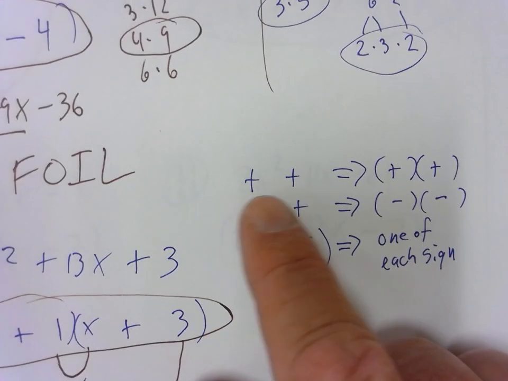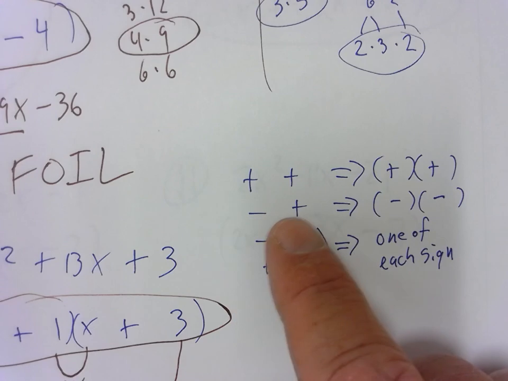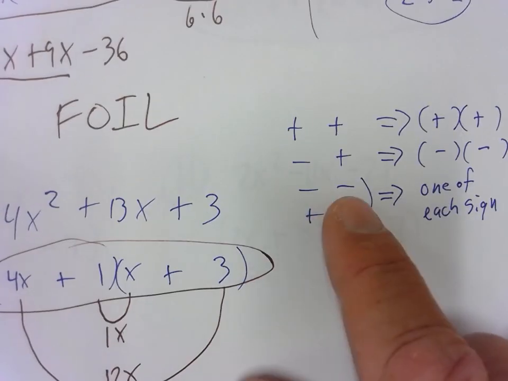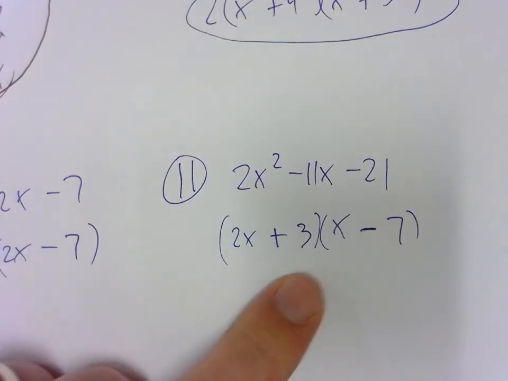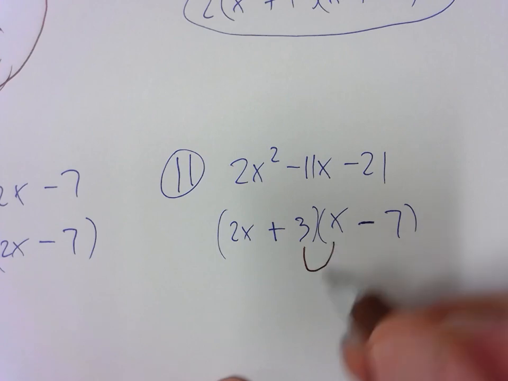If it's positive, positive, it's 2 positives. Negative, positive is 2 negatives. And then here it's negative, negative. So when it's negative, negative, you have to have 1 of each sign. So this is the answer. Let's half donut this one just to check in, make sure we're right.